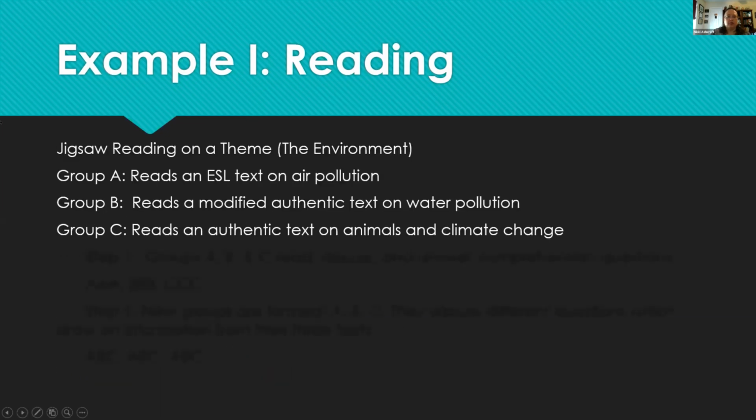Another example with reading is using jigsaw readings on a theme. So I just want to explain how a jigsaw works. Let's say that your theme is the environment. So your unit is something about the environment.